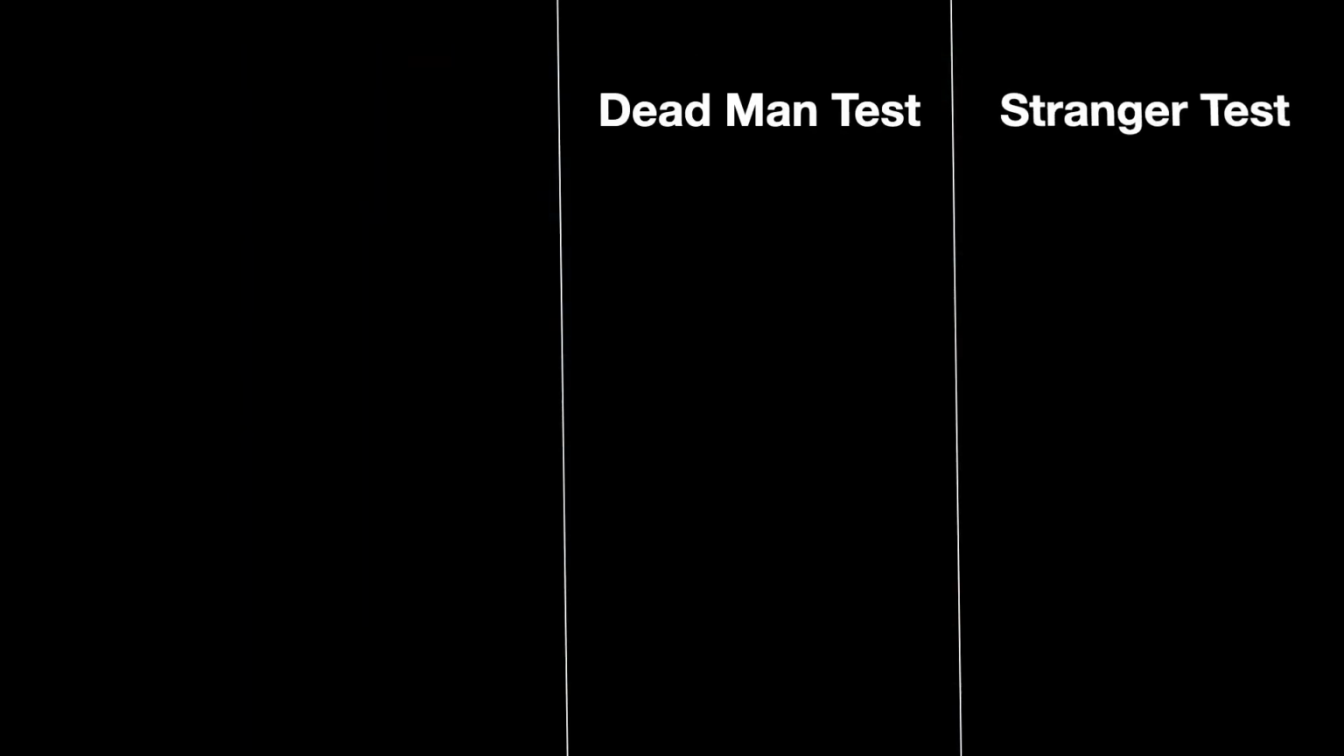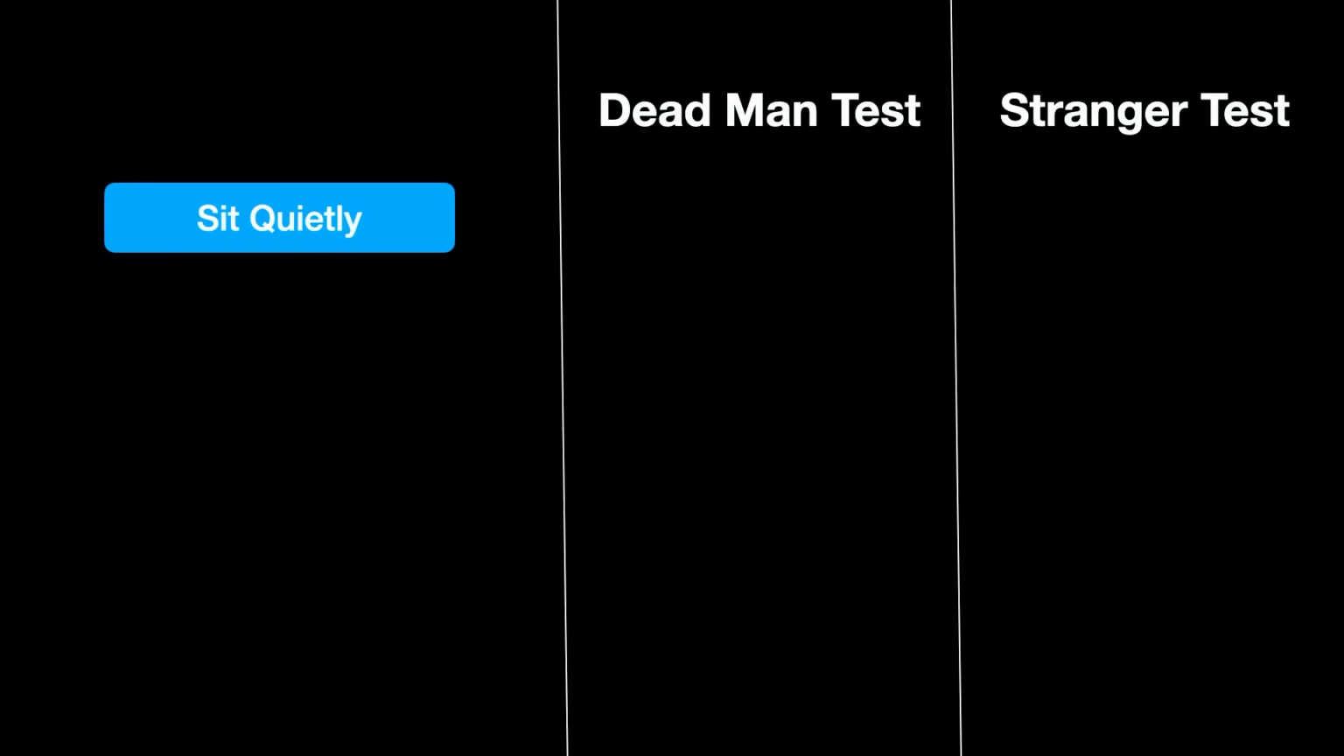So let's look at some behavioral descriptions, really short ones that we use every day, and we'll see whether or not they pass the dead man test or the stranger test. So let's sit quietly. Now, sit quietly, we've kind of determined already that dead man can sit quietly, so it fails the dead man test. But sitting quietly is probably something strangers would agree on, and it does pass the stranger test. Doesn't matter. If you just fail one of these tests, it is not a good behavior description. You have to pass both of them in order for that description to be a good description of the behavior.